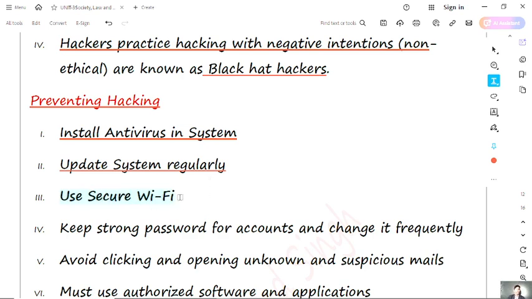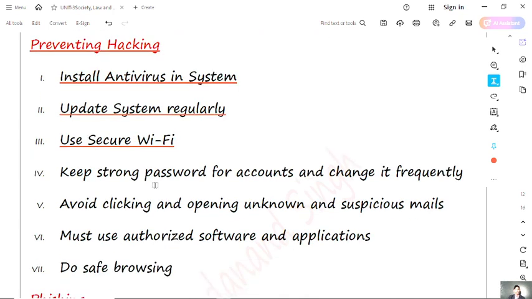Now use secure Wi-Fi, wireless fidelity. You should not use public Wi-Fi. Keep strong passwords for your accounts and change them frequently. A strong password means alphanumeric: alphabet letters and numbers along with special characters. Also avoid clicking and opening unknown and suspicious mail. If you get a suspicious mail or offer mail to click here to get these benefits, be aware of it and do not click there.